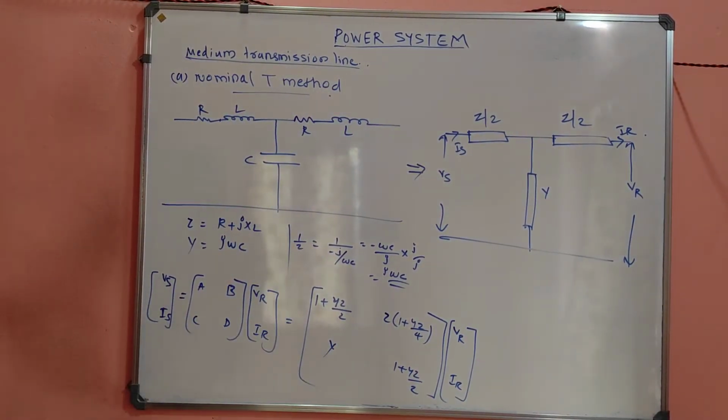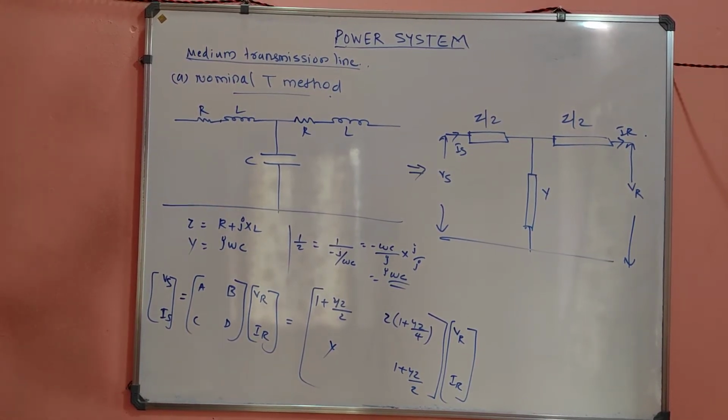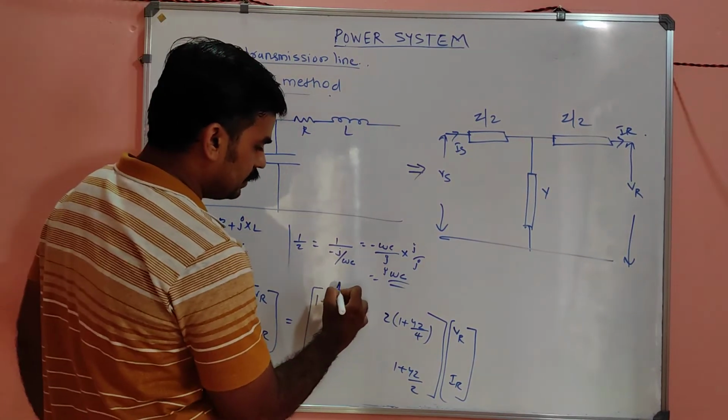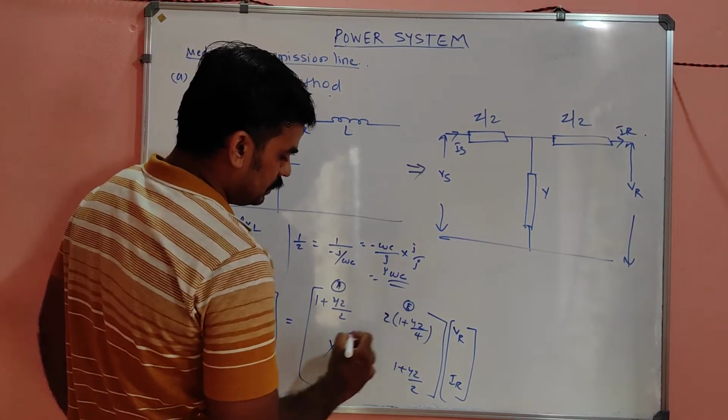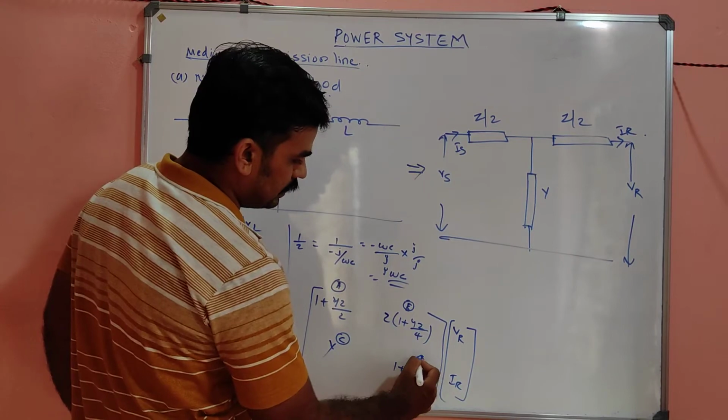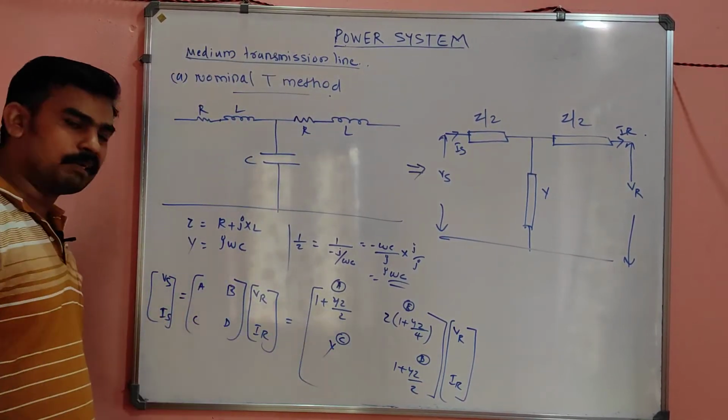So you got the value of A and D is equal to 1 plus YZ by 2, and C is equal to Y, and B is equal to Z into 1 plus YZ by 4. This is A, this is B, this is C, that's all. Got A, B, C, D.